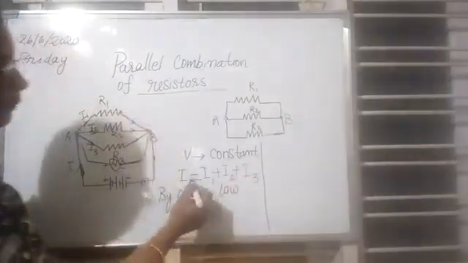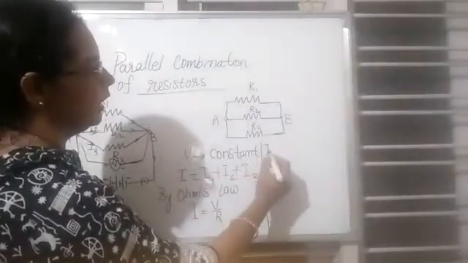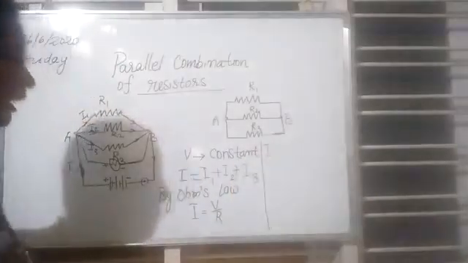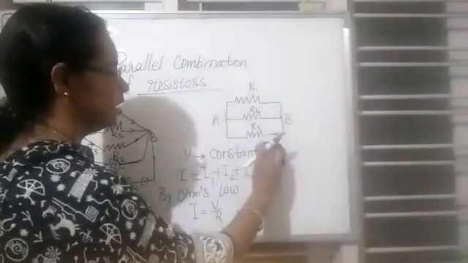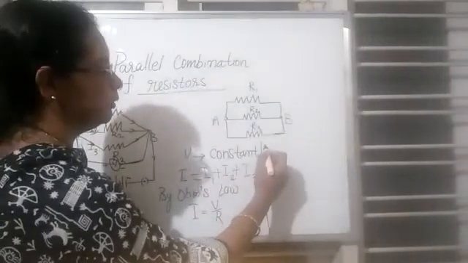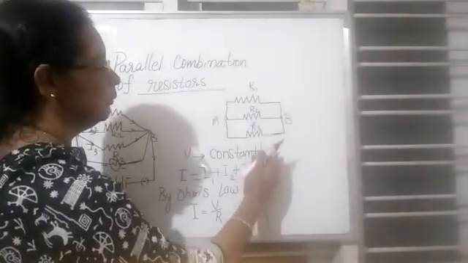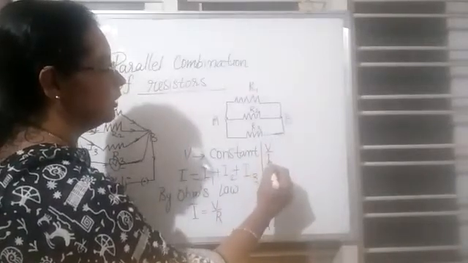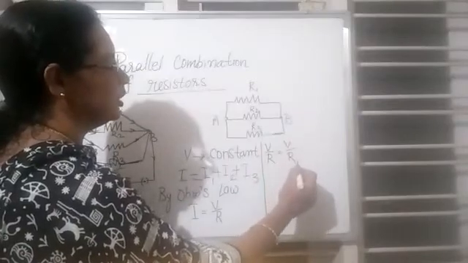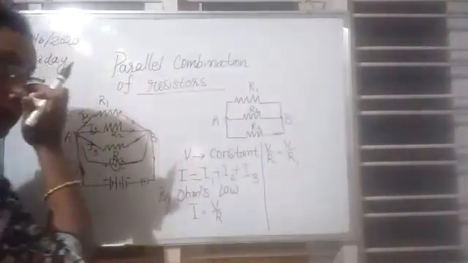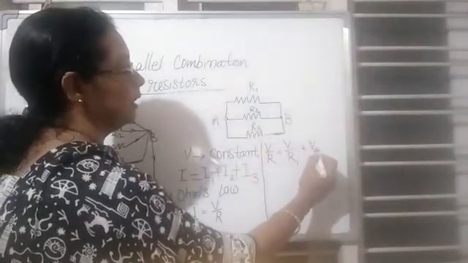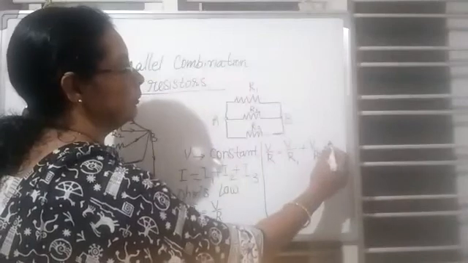Now let us complete. I1 means I is equal to V by R, so we can substitute in this equation I is equal to I1 plus I2 plus I3. We can substitute I is equal to V by R. I1 means V by R1, V is constant, and R1 the value of first resistor, plus V by R2 plus V by R3.